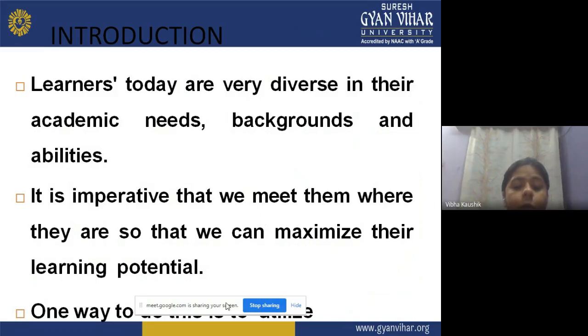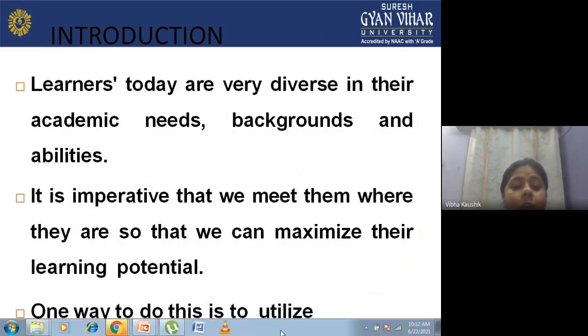It is imperative that we meet them where they are so that we can maximize their learning potential. What they are saying is that we have to plan our teaching in such a way that all the needs of the students are satisfied. One way to do this is to utilize all the resources.